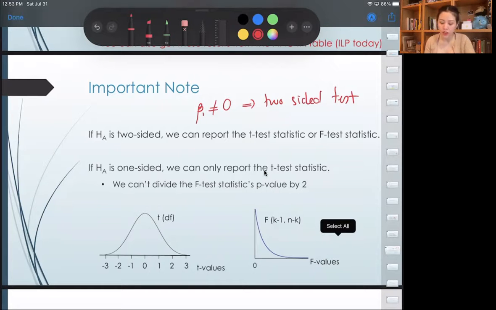Why can't we use f when it's one-sided? Because the f distribution is a positive distribution. It's strictly positive, so we cannot divide it by 2. Well, you don't have to get into that.